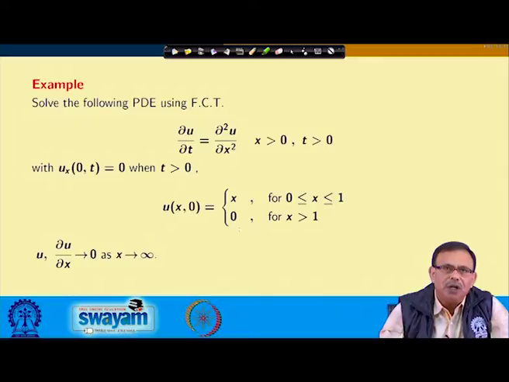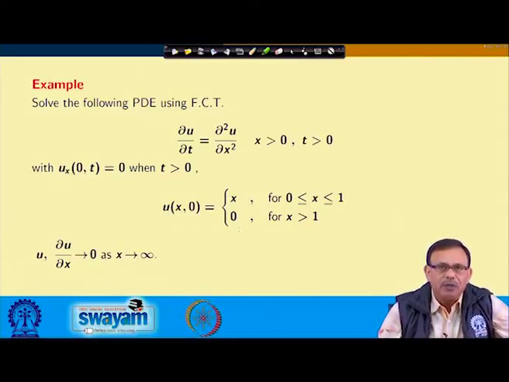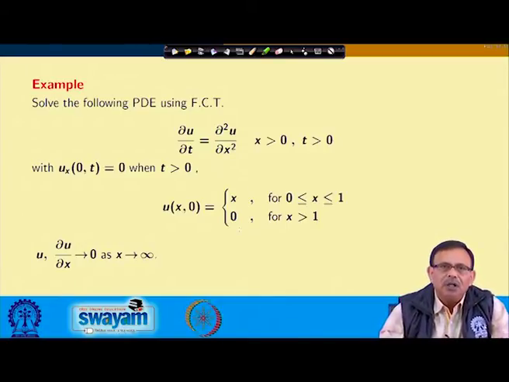The equation is given as del u del t equals del square u del x square, x greater than 0, t greater than 0. It is given that u(0, t) equals 0 when t greater than 0, and u(x, 0) equals x whenever x lies between 0 to 1, and 0 for x greater than 1, and u and del u del x approach 0 as x approaches infinity. So, from the given conditions, again del u del x approaches 0, u(0, t) is 0 is given, u(x, 0) is given.